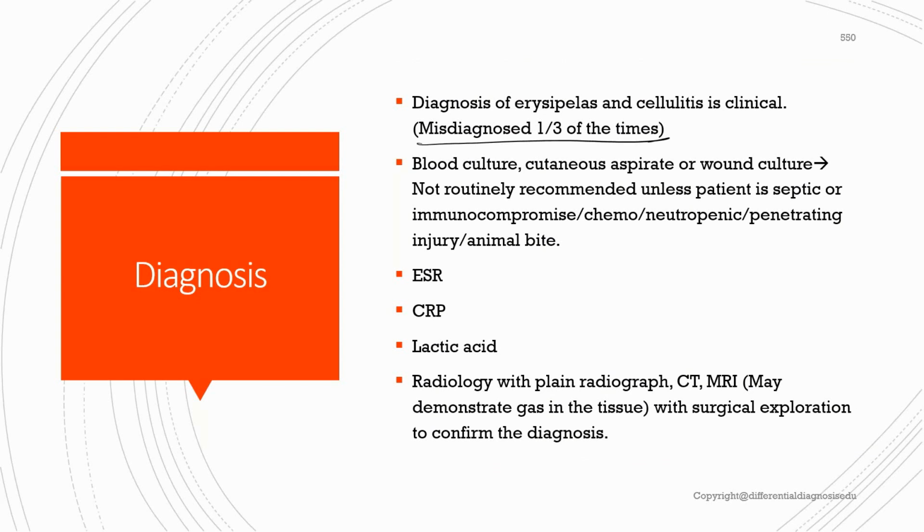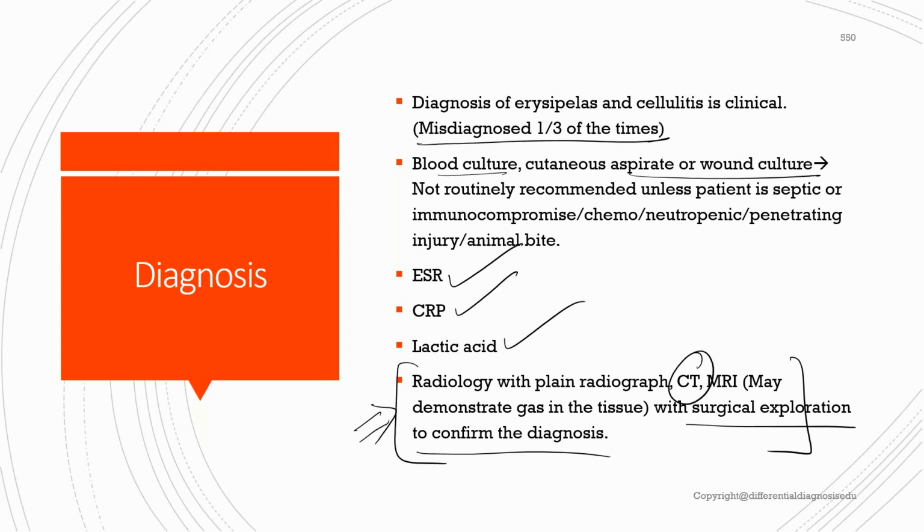So what are the tests you can order? You can order blood culture if the patient is septic. If there is a wound, you can order wound culture. ESR for inflammation, C-reactive protein to check inflammation, check lactic acid. You can do imaging, start with CT scan to demonstrate any gas in the tissue. And if it is there, then it's possible necrotizing infection and requires surgical exploration.